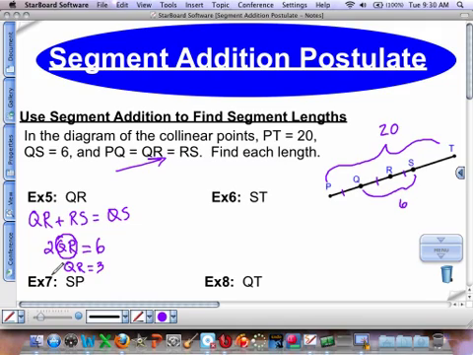Divide by 2. 6 divided by 2 is 3. Gotcha. Oh, you should have said that.